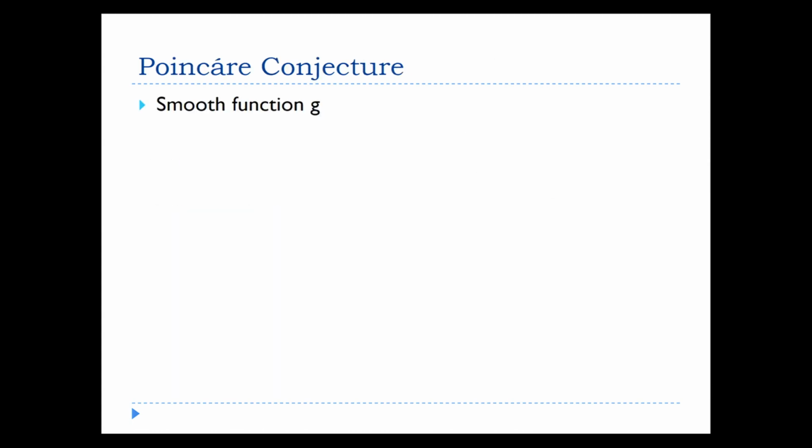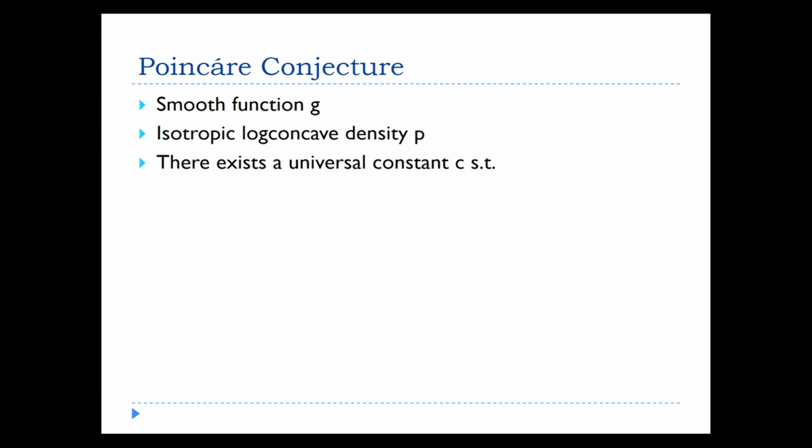Another one is the Poincare conjecture, or the Poincare constant, which is essentially the same as the Cheeger constant, but up to a square. So we have smooth functions, isotropic log concave densities, and one way to state the conjecture is that there is a universal constant C, so that if you look at the ratio of the norm of the gradient to the variance of the function itself. So if the function varies a lot, you expect that the gradient should have high norm. That's what's being quantified here. This ratio is at least some constant as a conjecture over log concave densities.